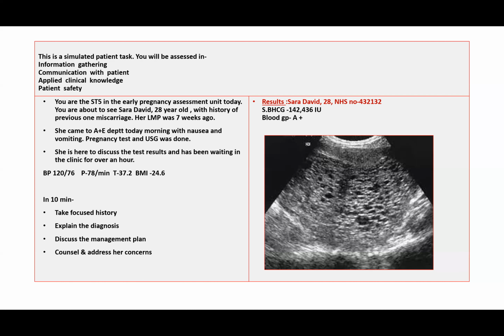Any surgery in your past? No. Are you allergic to anything? No. Do you smoke or drink alcohol, Sarah? No, I stopped them completely when I got pregnant. I really appreciate your efforts. Pardon me for asking, recreational drugs? Never. And your weight and height ratio? 24.6. All right.